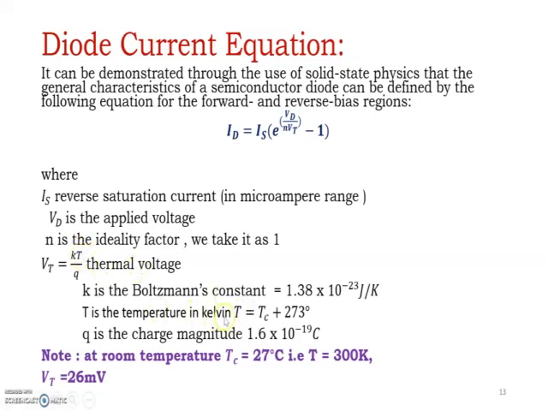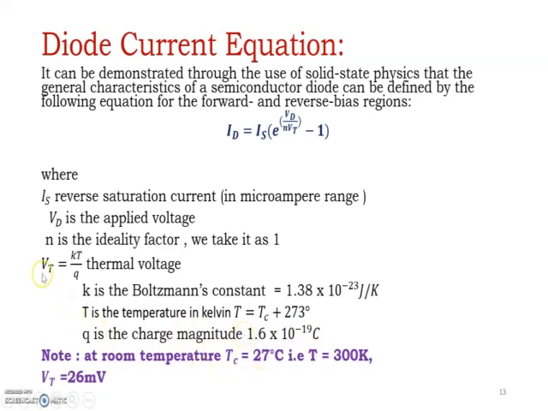So if the question is given in Celsius, you have to just add 273 degrees. Celsius plus 273 degrees gives the value in the Kelvin scale. And you know Q is the charge magnitude, that is 1.6 into 10 power minus 19 coulomb, the magnitude. So we ignore the minus symbol, right?